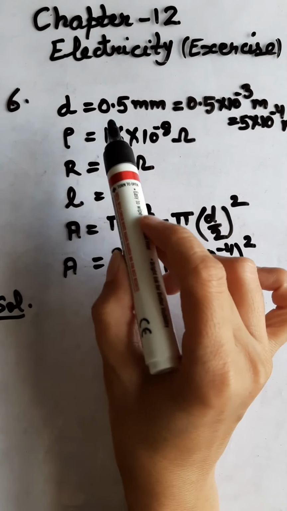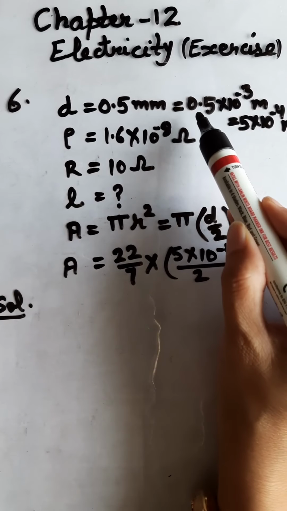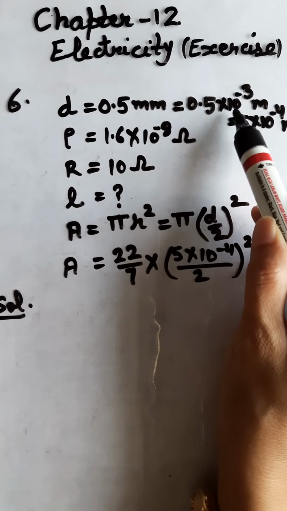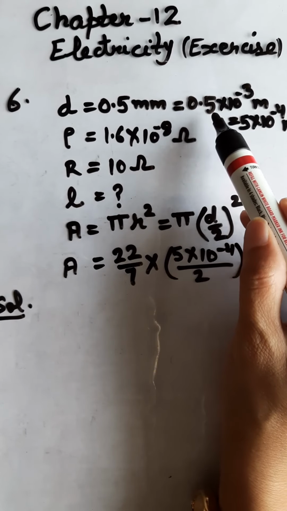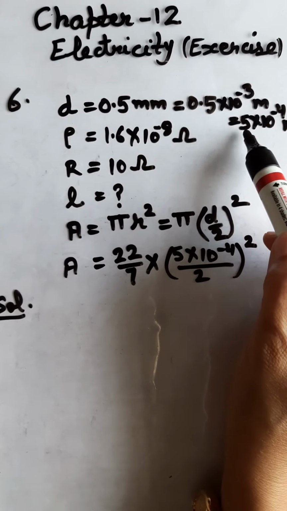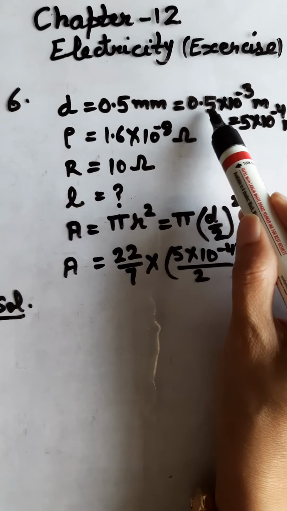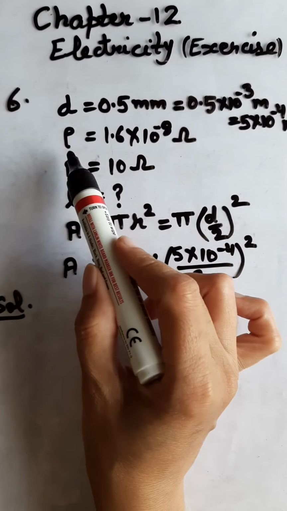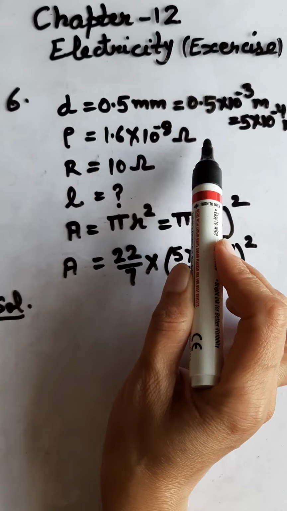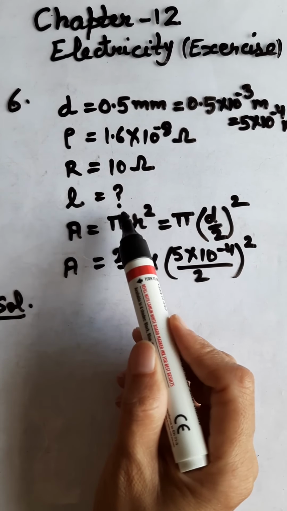So we have written these values. Diameter is given 0.5 millimeter, so it will be 0.5 into 10 to the power minus 3 meter. For simplicity, we want to remove this decimal, so we'll write 5 into 10 to the power minus 4 meter. Due to this one decimal, we have added one more zero, so it is 10 to the power minus 4. Now resistivity is given, 1.6 into 10 to the power minus 8 ohm meter. Resistance is given, 10 ohm. Length we have to find.